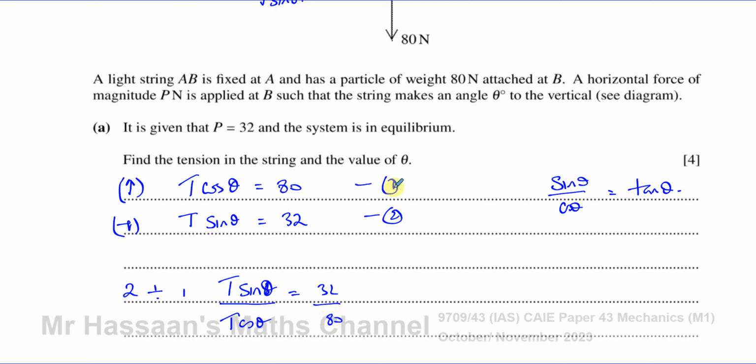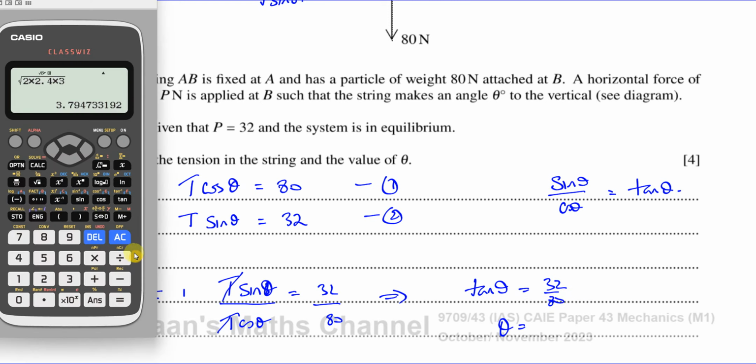So that's dividing equation 2 by equation 1, and that leads to the T's being cancelled. You're left with tan of theta equal to 32 over 80. Then we can find what theta is by using inverse tan of 32 over 80.